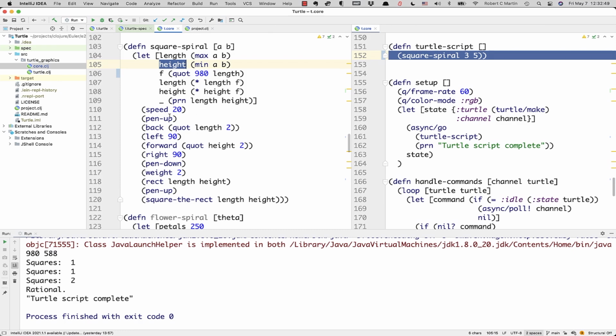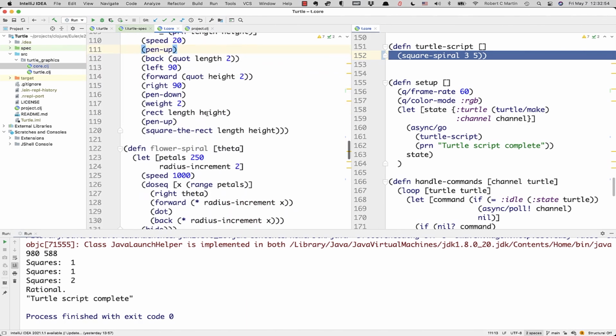Then I do a little bit of repositioning of the cursor, and in the end, I draw the initial rectangle. And then I call square the rectangle. This is the function that actually does the spiraling.